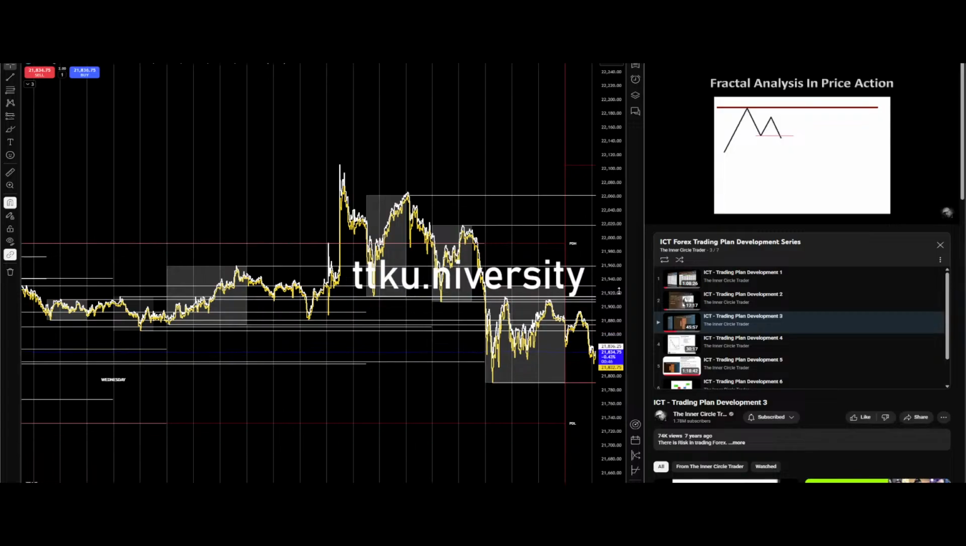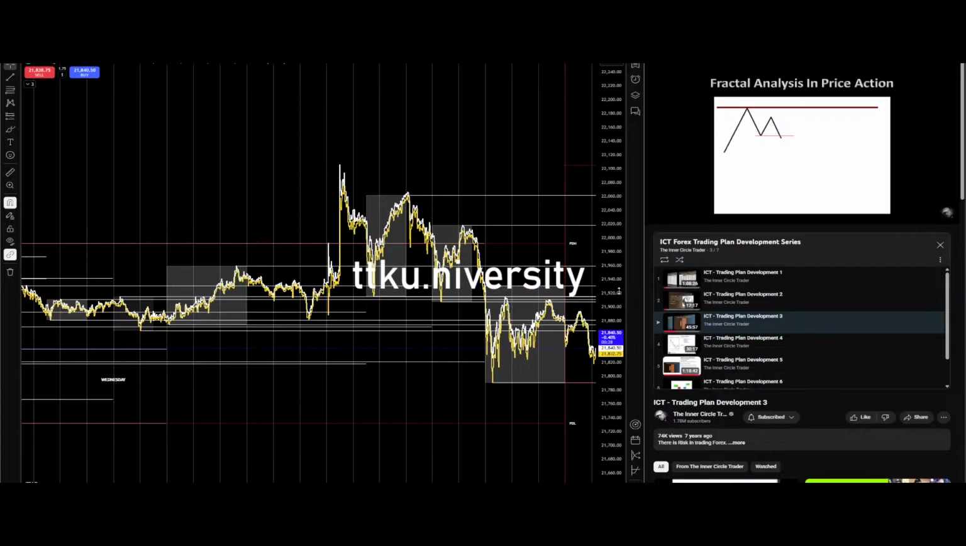So we see here a very standard optimal trade entry top formation. The market broke down. In itself, this is a fractal. Look at this pattern right here. This in itself is a pattern that is applicable in fractal analysis.